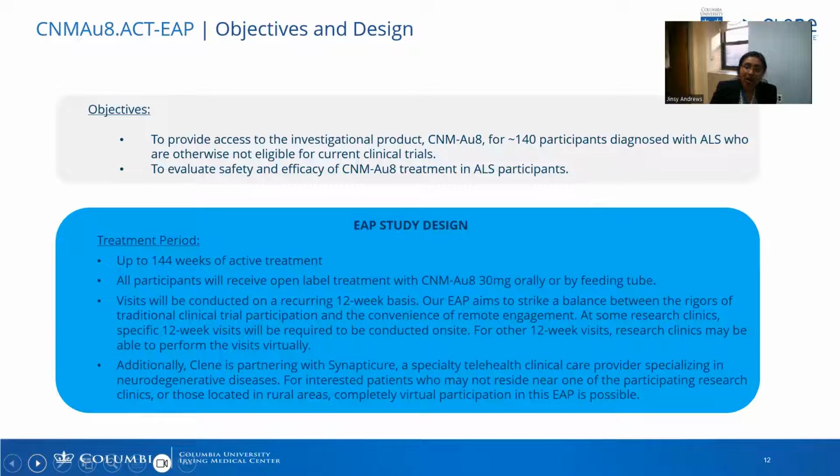But we also are partnering with Synapticure, which would be the specialty telehealth clinical care provider, to be a virtual site. And really one of the goals of the study is to assess the feasibility of doing a remote EAP enrollment and monitoring, and seeing if that can be decentralized in the future for other EAP programs.